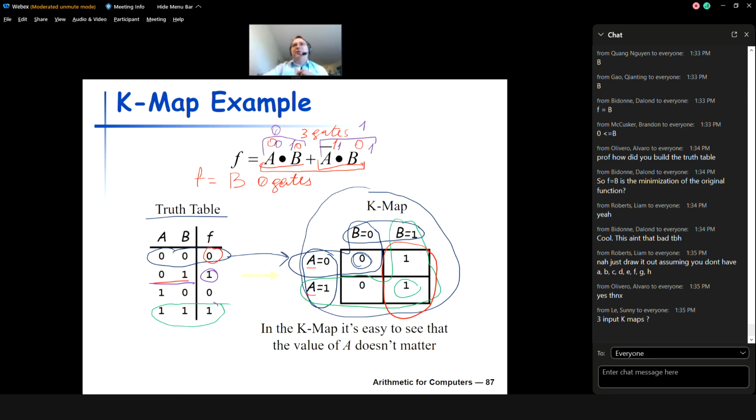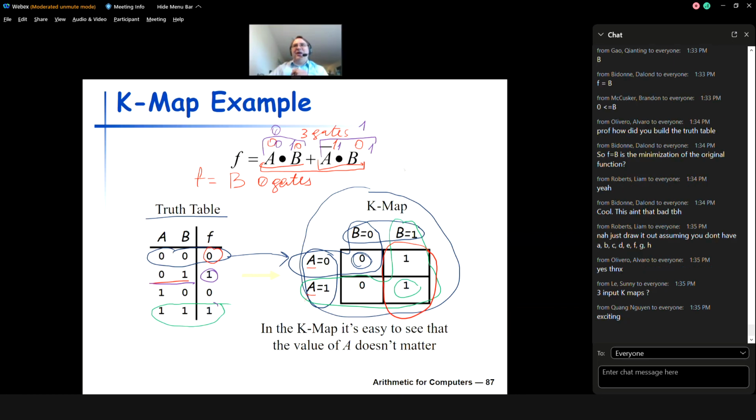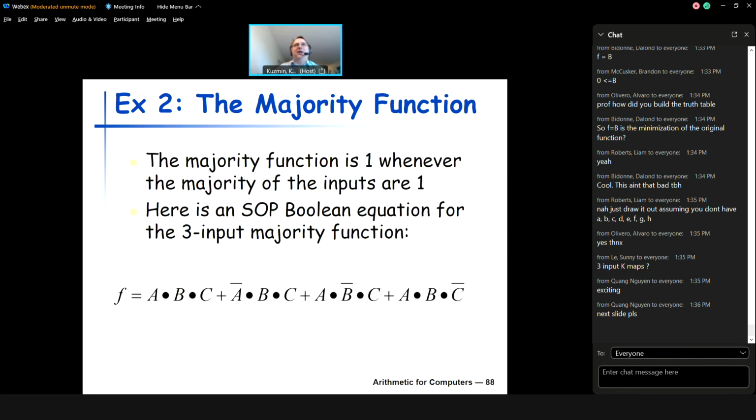Pre-input K-maps coming up. I know you can't wait. And yeah, 4 inputs and 5 inputs are even more interesting. And I think you had a 5 input K-map in the practice problem. All right. So here is the 3 input thing, right?